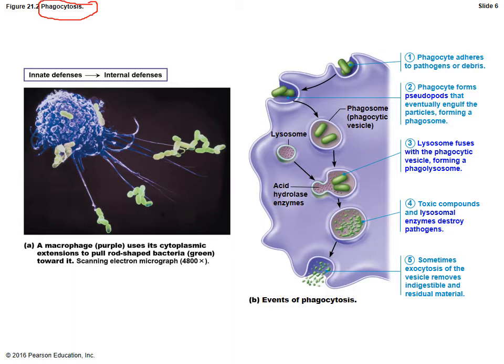Let's start on the left-hand side. And what you're seeing here in purple is a good old-fashioned macrophage. And this macrophage, as you can see, is extending its cytoplasm. Now, these little extensions, these are called pseudopods, and it's due to the fact that your plasma membrane is very fluid, so it's able to stretch out.